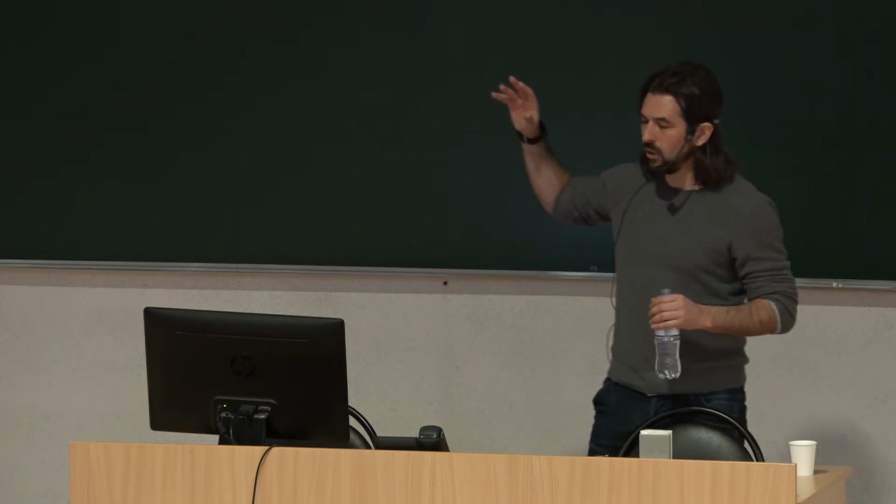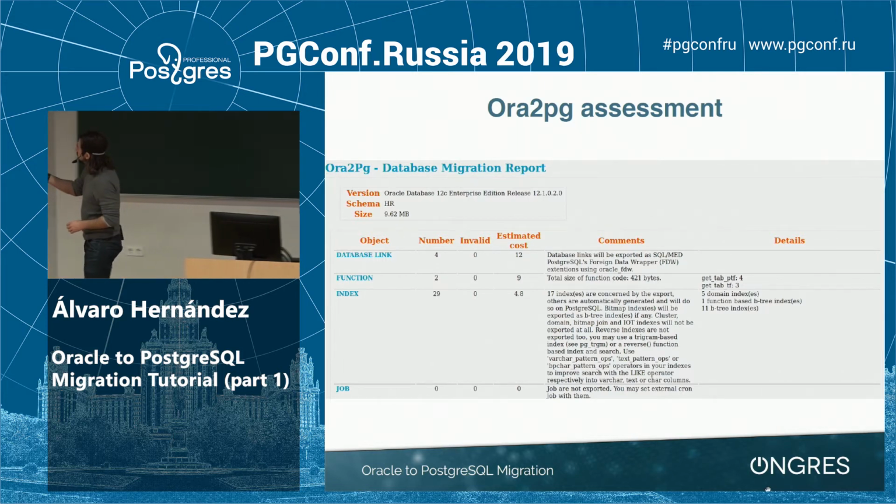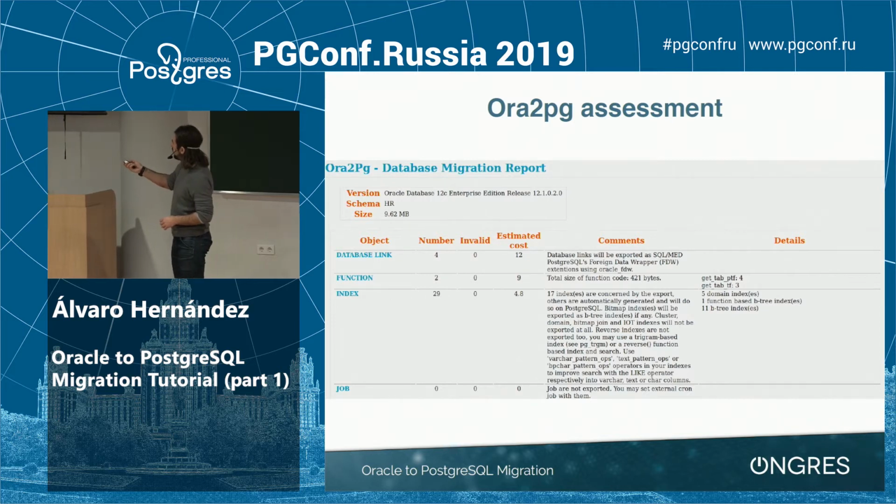And Ora2PG does this function. It connects to the Oracle database, will inspect all the objects, and will tell you the complexity, the number of objects, and some comments about them. So basically, I don't know if this is a pointer. Yeah, kind of. So here you can see that this is an example report generated by Ora2PG for the assessment part. And you'll see all the objects here, like database links, functions, indexes, and it will give you a count, whether there's some problems or some things that cannot be mapped into Postgres.